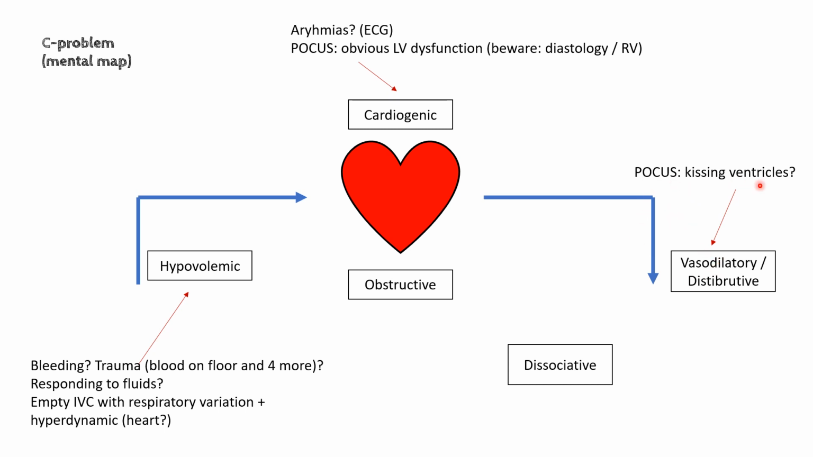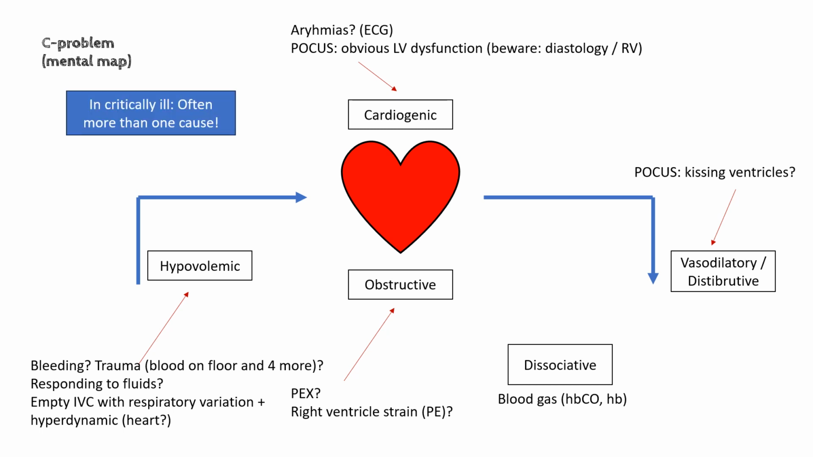Vasodilatory, also kissing ventricles, right? Because if you're blowing all your volume out to nothing, no resistance, then you look hyperdynamic, but you might be vasodilatory instead. Obstructive: do you have PEs, like pericardial effusion, or do you have right heart strain? Oh, and dissociative: do you have a low Hb, or do you have carboxyhemoglobin? Okay.